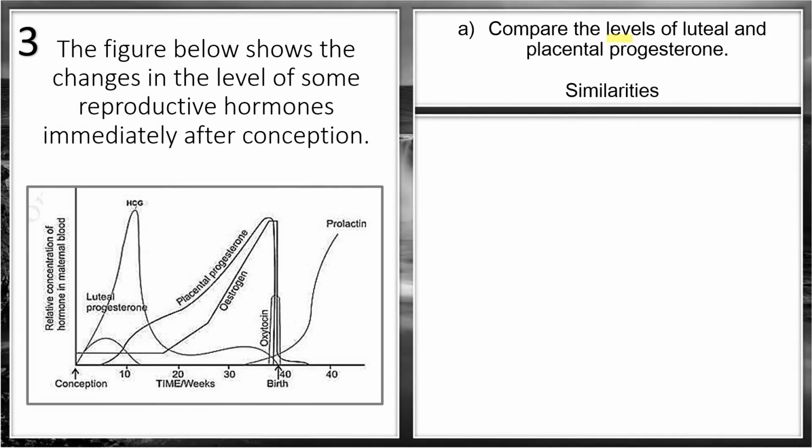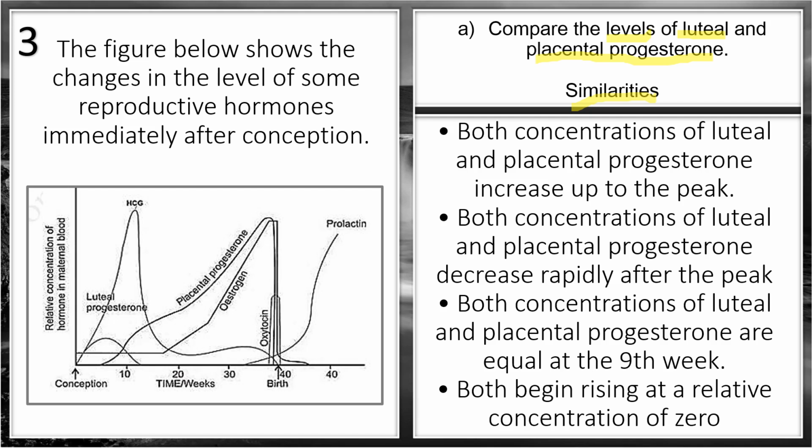Compare the levels of lutein and the placental progesterone. Look at the similarities. Both concentrations of lutein and placental progesterone increase up to the peak. So we have lutein. Lutein is this one here. It increases, it reaches the peak, and then it goes down.